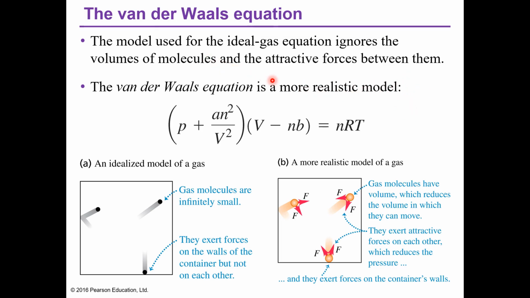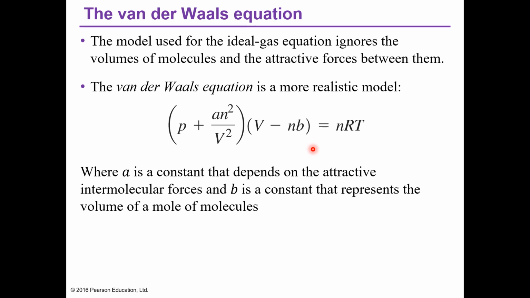So this is van der Waals. We added two terms, and those terms are this one, a n square over V square, and this n times b. Okay? Where a and b are constants. So see, take note, a and b are constants. And a is a constant that depends on the attractive intermolecular forces. So basically, this term is the added term for the attractive forces, the intermolecular forces between molecules.